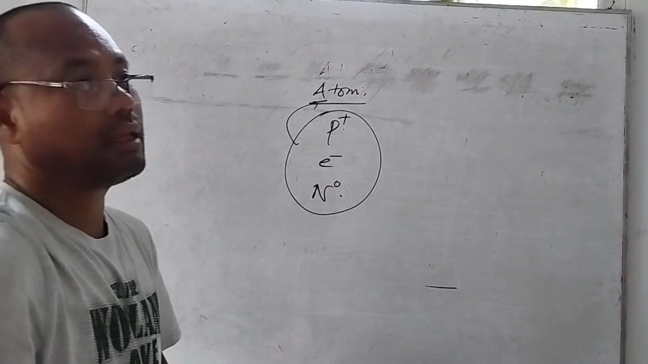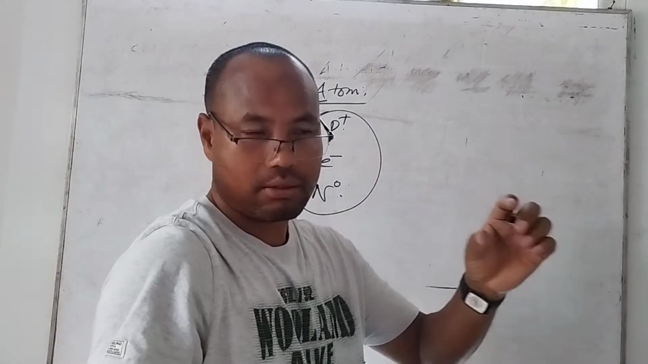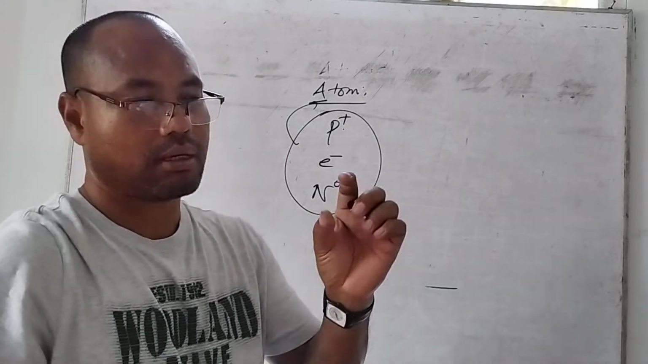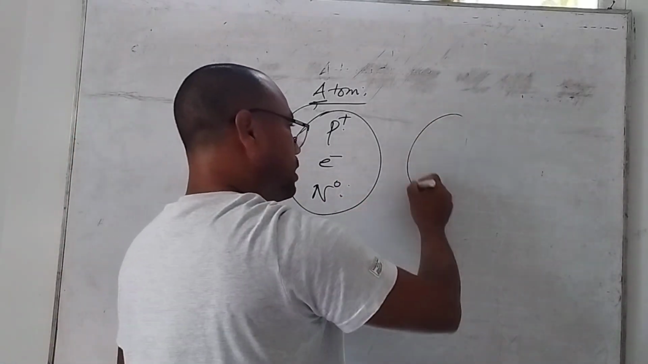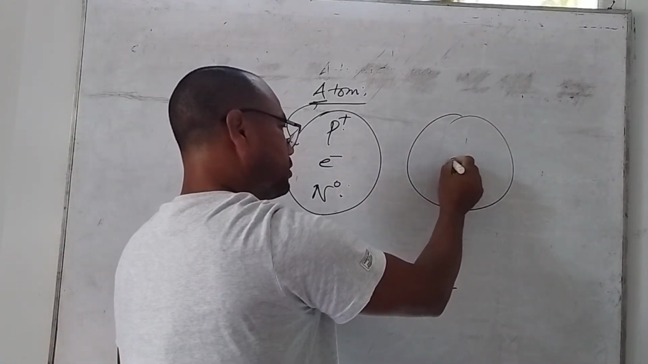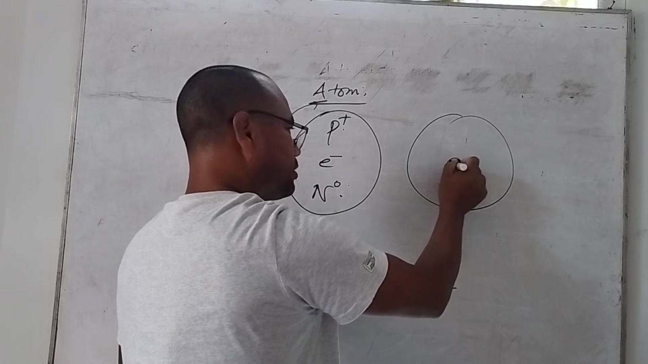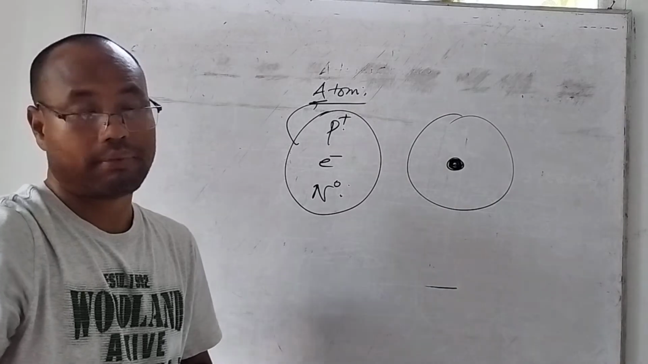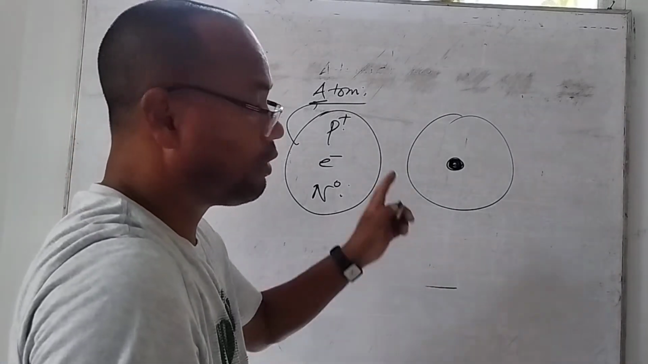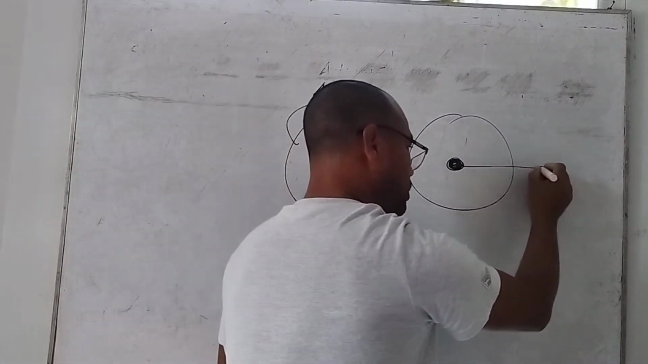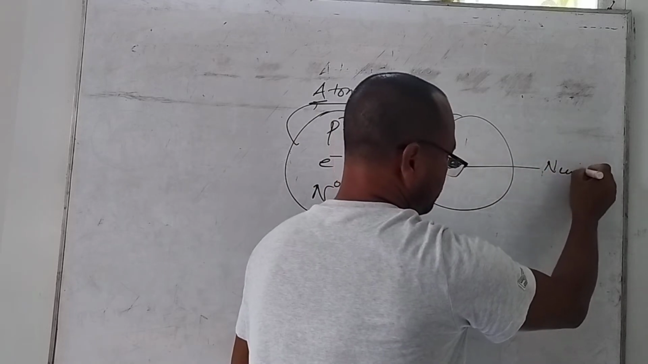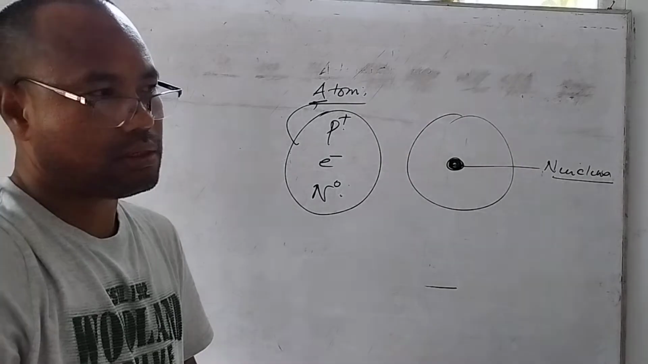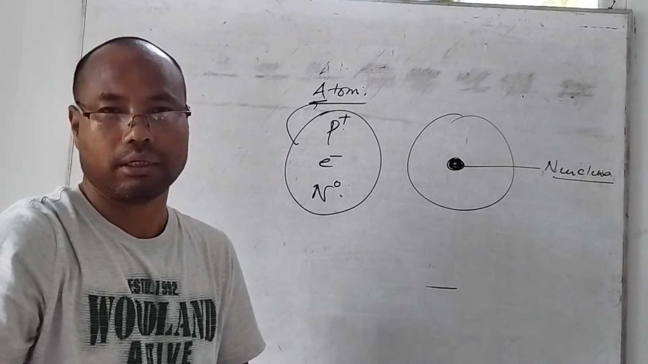Now in the atom, at the center, a very concentrated part is there. I just showed you that in the diagram. This is the center, the very thick and very concentrated part of our atom. What is it called? That is the nucleus, right? The nucleus is the concentrated part of our atom.